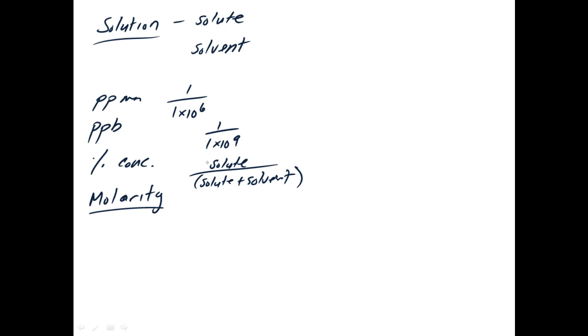For percent concentration, the solute is generally in grams, and the solution can either be in grams or sometimes in milliliters. Or both of these can be in milliliters, like the solute can be in milliliters and the solution can be in milliliters. So we would take this, multiply it by 100, and that would give us our percent solution. All right.